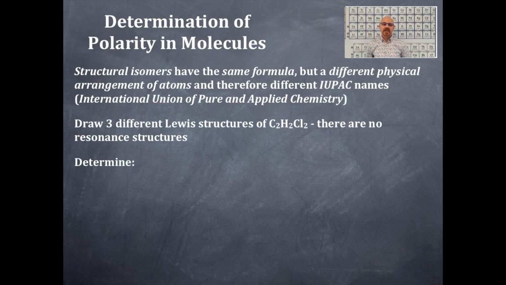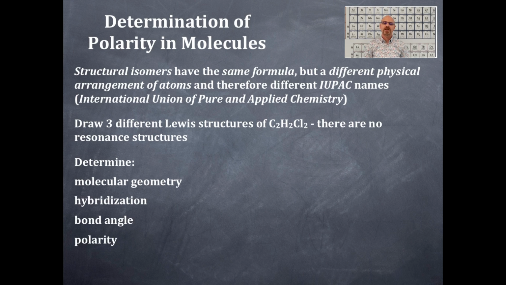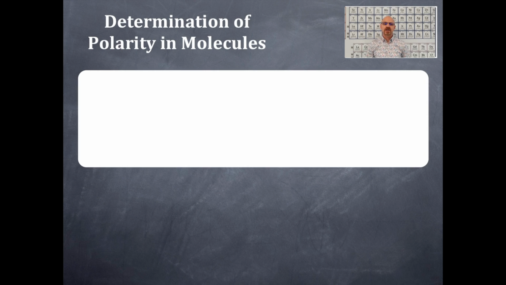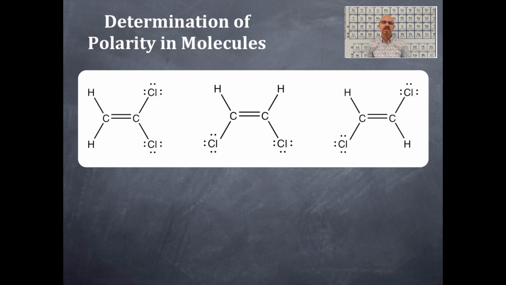Okay, so we're going to determine the molecular geometry, the hybridization, the bond angles, and the polarity of all of these. Okay, so here we go. This is your first one, second one, and third one. They don't have to be in that order. They can be in any order that you wish, and it would be perfectly fine. Okay, so the first one on the left looks like this. There's a double bond in between both of the carbons. These 2 green ones are the chlorines. These 2 white ones are the hydrogens. Okay, so we've got to answer a lot of things.